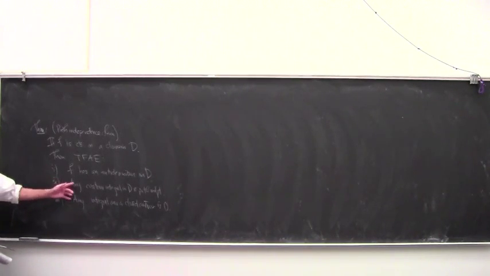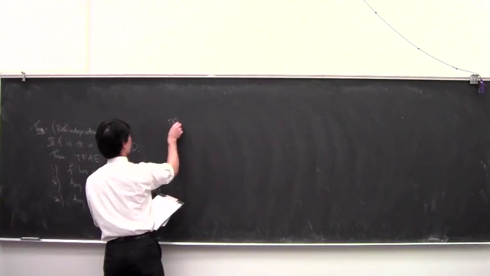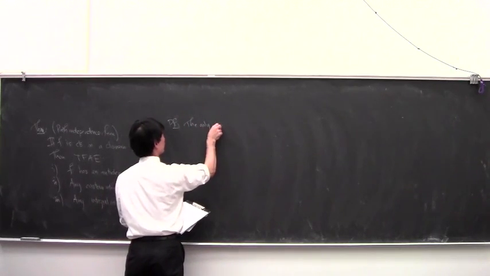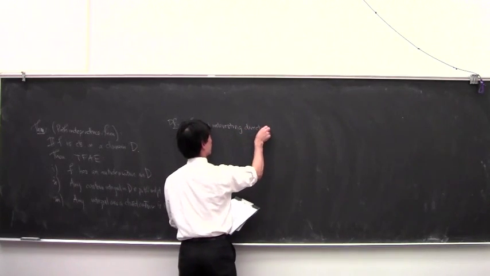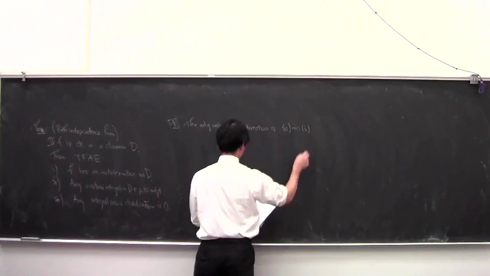If you have one of these two equivalent properties, then you're guaranteed an antiderivative. You can make an antiderivative. So the only interesting one is that number 2 and number 1.